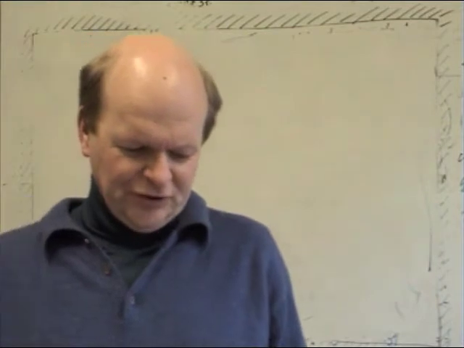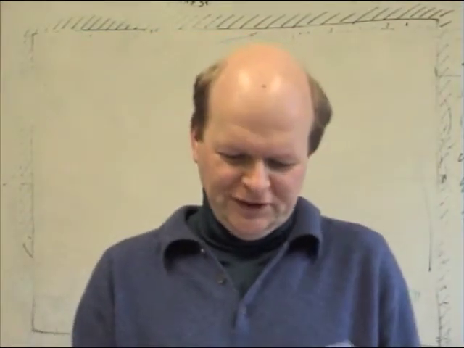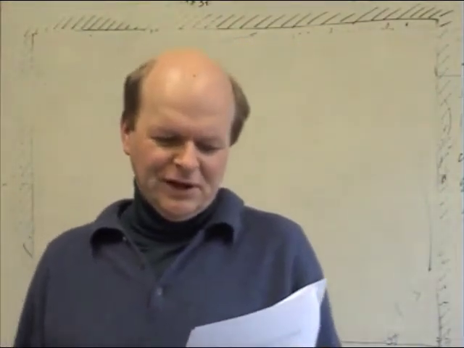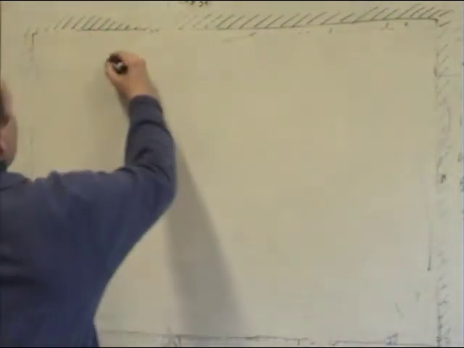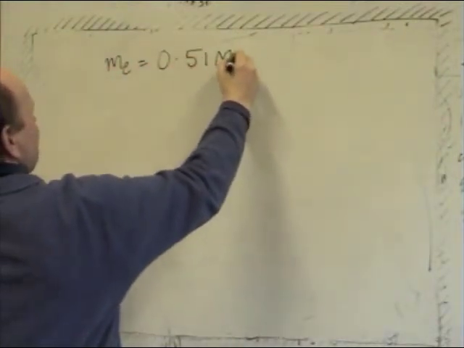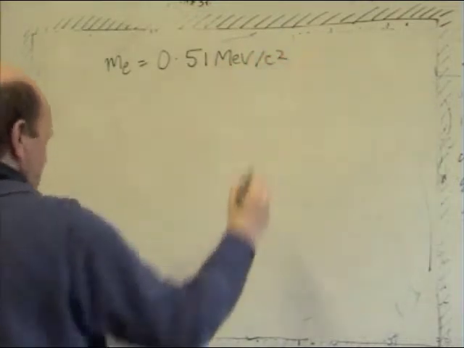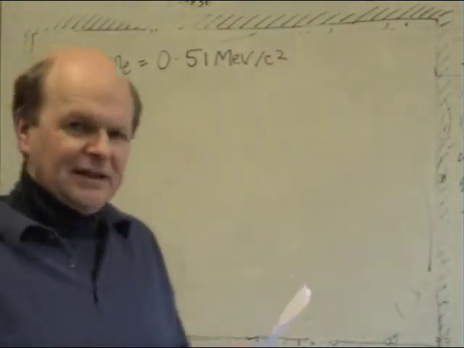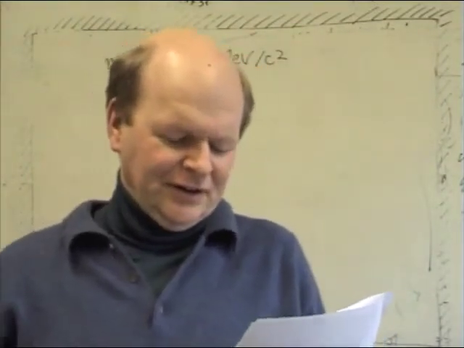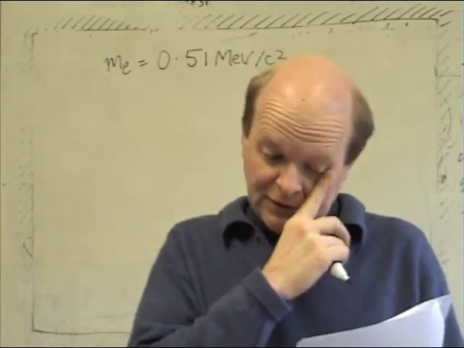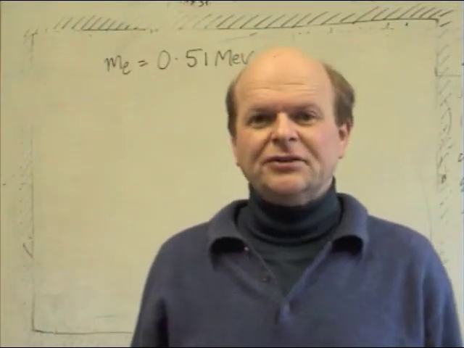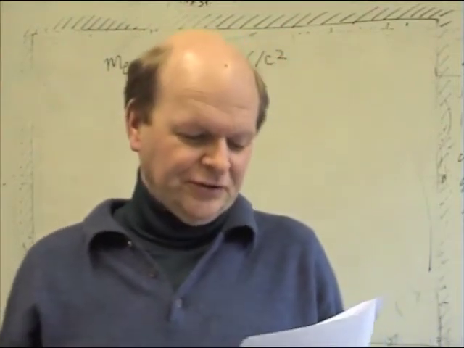So the problem has to do with an electron and a positron colliding. Each of the electron and the positron has a mass of 0.51 MeV over c squared. And it tells you in the problem that they've got equal and opposite momenta and they're collided head on. So it's a colliding beam accelerator. And so they come together and they fuse to form a single particle. In this case it's a Z0 boson.